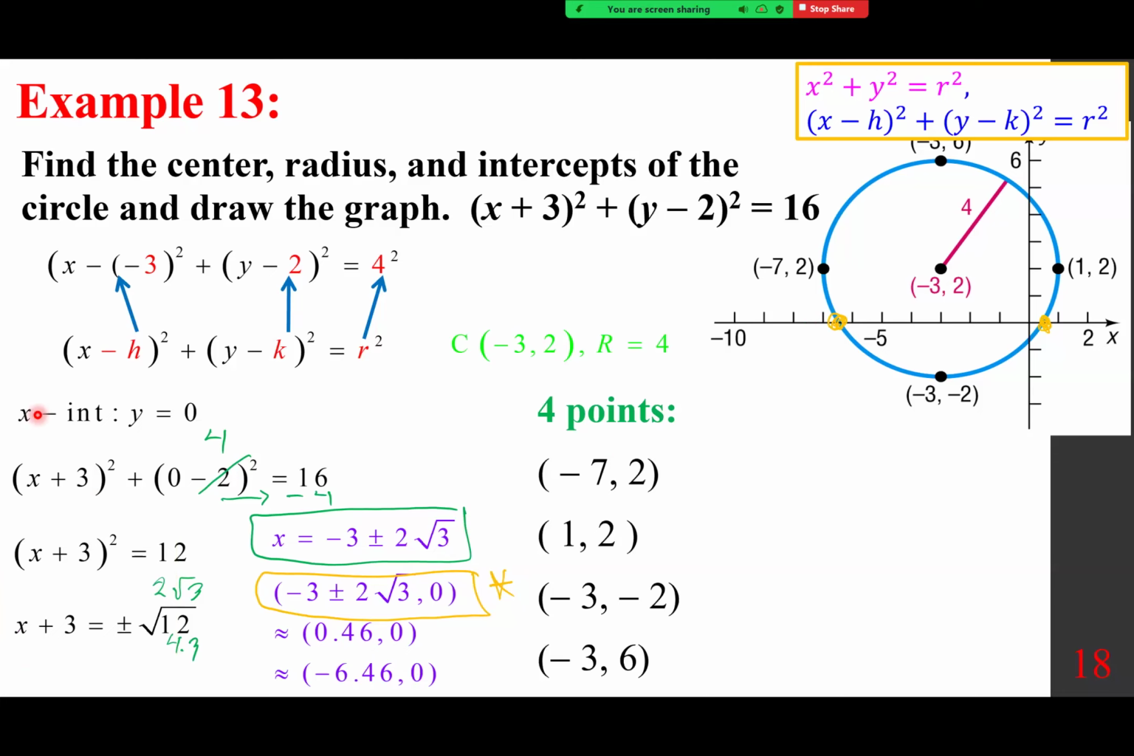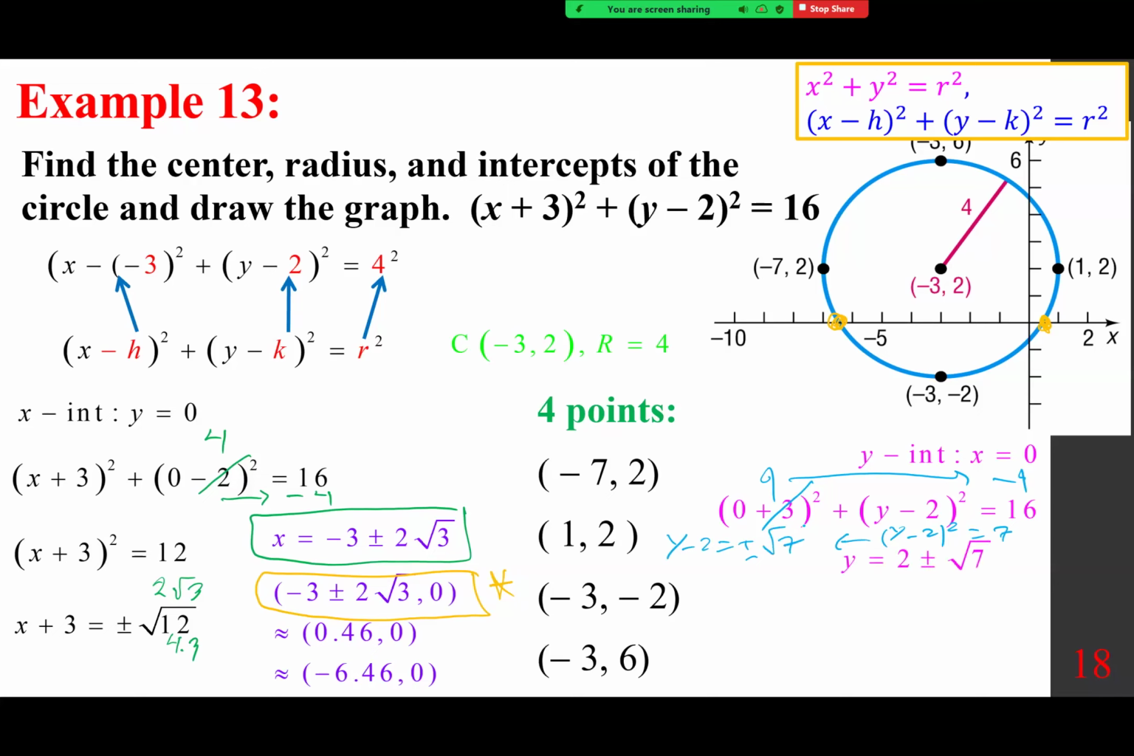And if you want y-intercept, you set x equal to 0. So replace the x with 0. In which case we get 3 squared or 9. Subtracted from the other side, we get 7. So y minus 2 squared is 7. So y minus 2 is plus minus square root of 7, and y is 2 plus minus square root of 7.